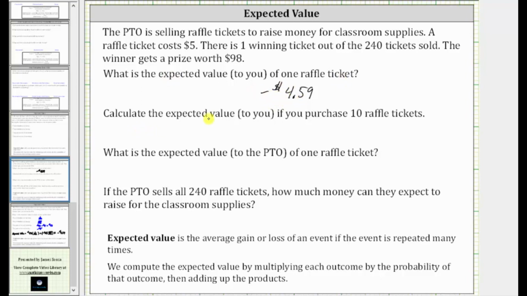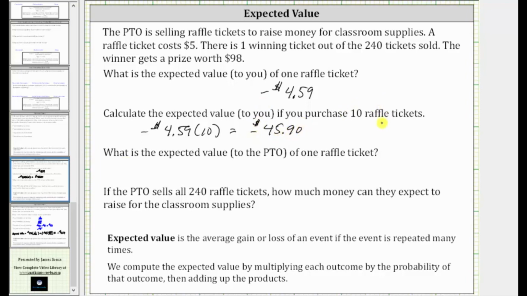Next, we're asked to calculate the expected value to you if you purchase 10 raffle tickets. To calculate this, we multiply the expected value of negative $4.59 by 10. So negative $4.59 times 10 is equal to negative $45.90. So if you buy 10 tickets, you can expect to lose $45.90.